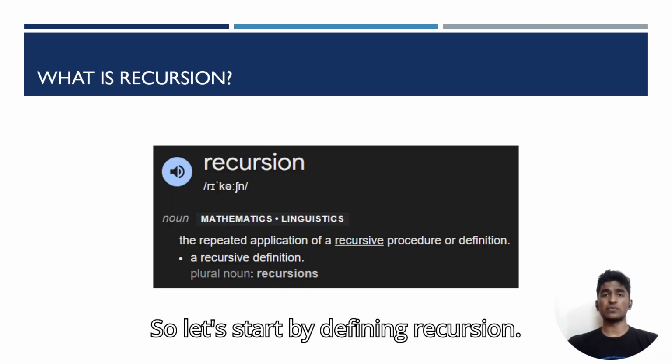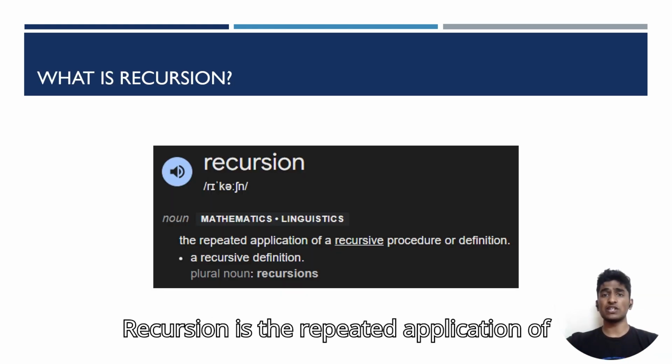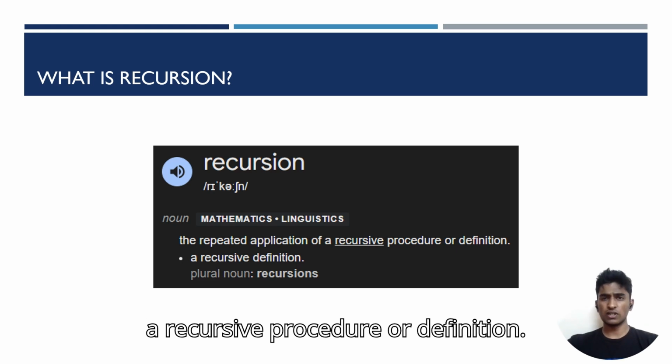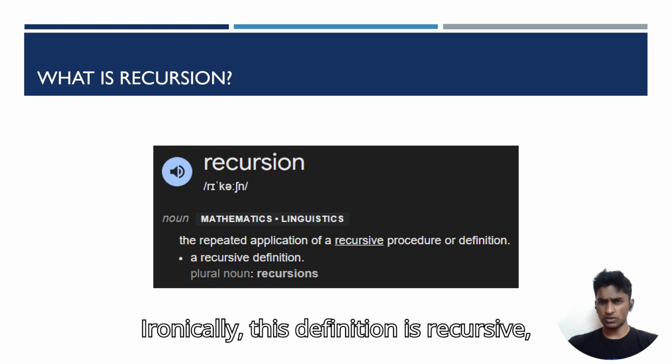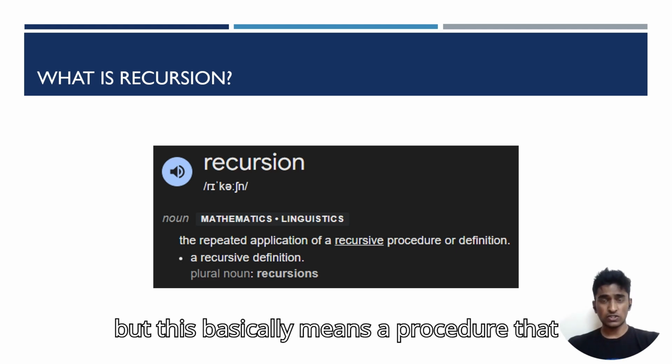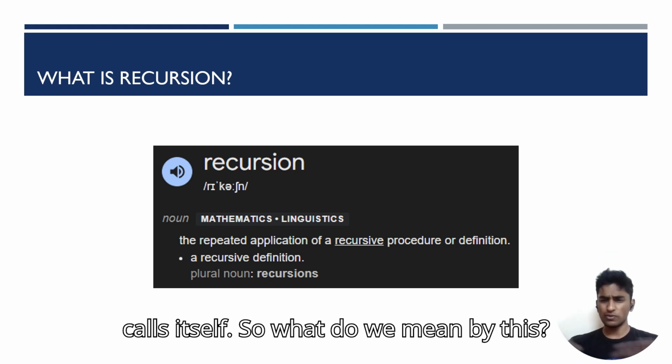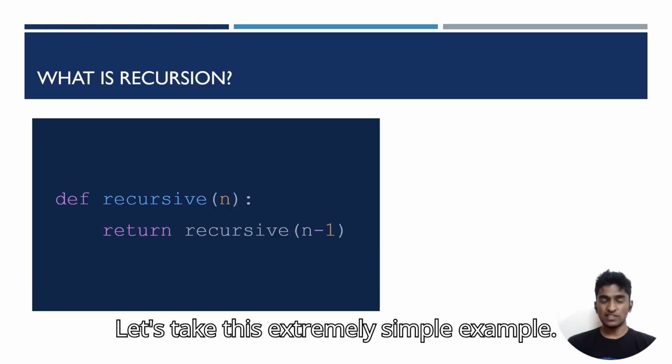So let's start by defining recursion. Recursion is the repeated application of a recursive procedure or definition. Ironically, this definition is recursive, but this basically means a procedure that calls itself. So what do we mean by this? Let's take this extremely simple example.